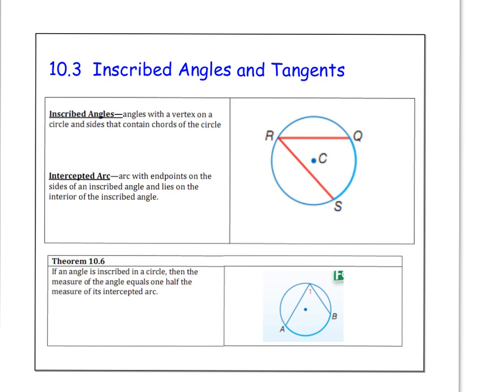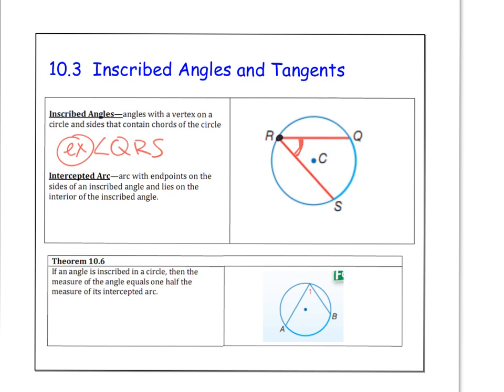An inscribed angle is an angle with its vertex on the circle and its sides are chords. So for example, if you're looking at this picture, this is an inscribed angle right here. In other words, angle QRS is an example of an inscribed angle. Its vertex is right on the circle. It's not at the center of the circle like central angles, it's on the circle.